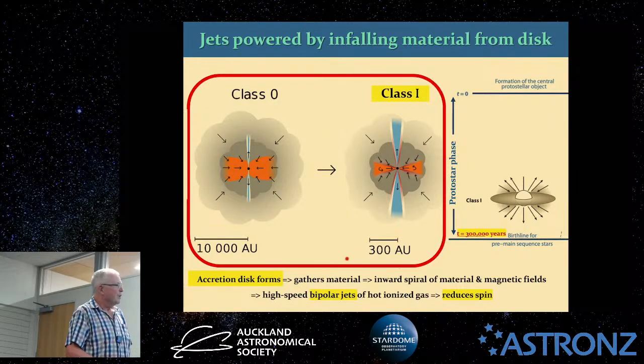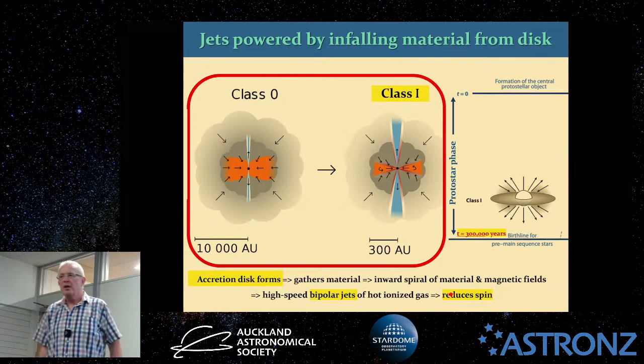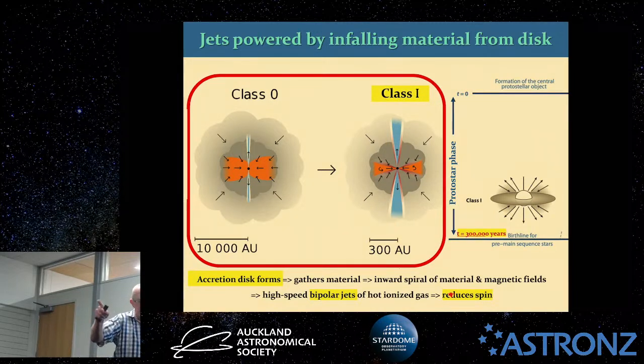So essentially where I've gone on about the inward spiral of material and magnetic fields, you get these bipolar jets. Now, the bipolar jets serve a very, very useful function. What do you know about something spinning around, like the protostar? Something spinning around, Neville? Yeah, that's right. Yeah, pulsar.